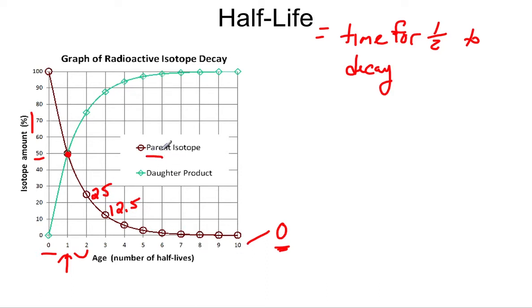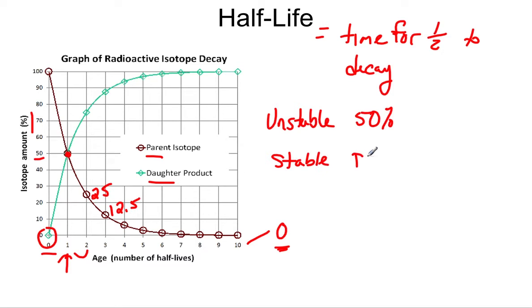This is what you start with. This is the unstable parent that's going to turn into these more stable daughter products. So as one is going down, the other one's going up. So we can look at this in two ways. Here's my isotope that's unstable. After one half-life, it goes down to 50%, and the other one started at 0, the daughter, the more stable isotope, and it went up to 50%.